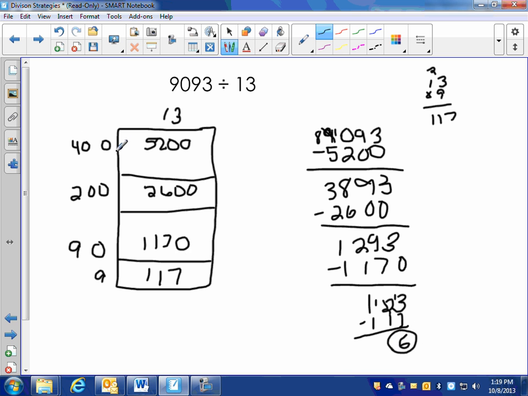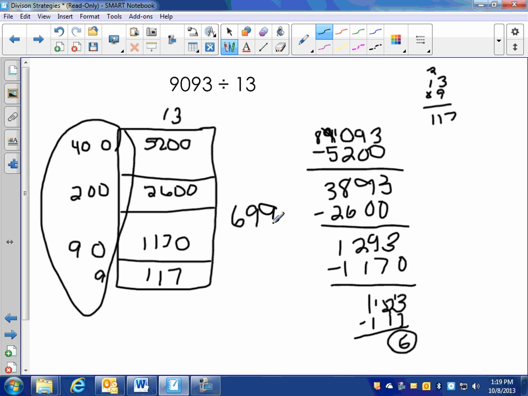So now I just have to add these numbers on the right. So I've got 400 plus 200, and that's going to give me 600, 90, and then 9, with a remainder of 6.